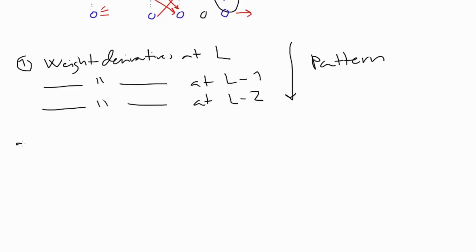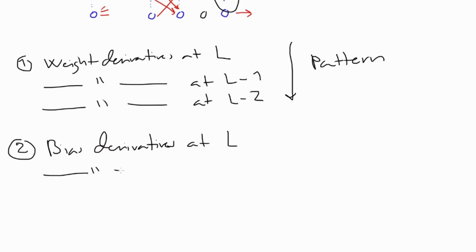We'll then carry out a similar analysis at step 2 for bias derivatives. At first, we're going to find a generic expression for the bias derivatives at layer L, then a generic expression for the bias derivatives at layer capital L minus 1, and then at layer capital L minus 2.